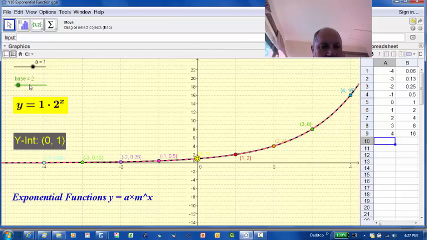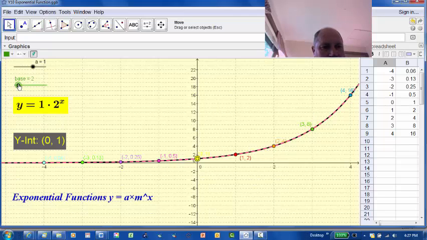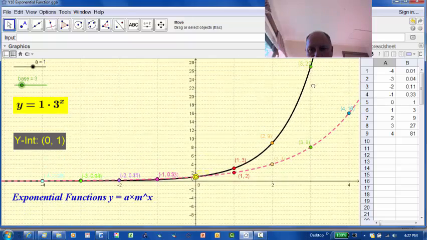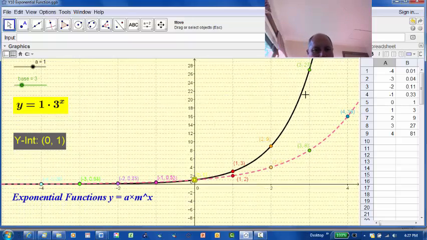As I change the base, so we started off with 2 to the power x, let's look at 3 to the power x. The pink dotted graph is 2 to the power x. Now if we make it 3 to the power x, this point here is (1, 3). This point here is (2, 9). This point would become (3, 27). We can't see that. Let me just move the graph down a touch. You'll see it comes up as (3, 27).